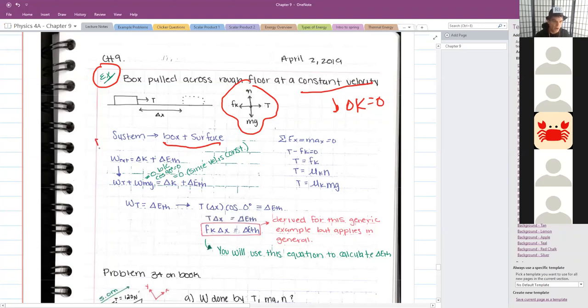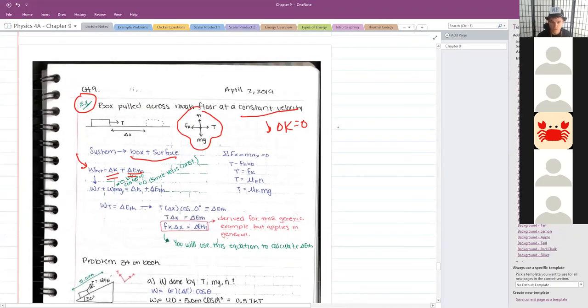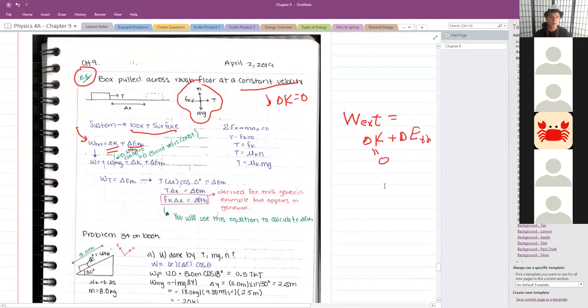My work done by all forces is going to change the kinetic energy and the thermal energy, but in this particular case, I'm assuming I'm dragging the box at a constant velocity, which means the kinetic energy is not changing. So what I have is the work done by all external forces equals the change in kinetic energy plus the change in thermal energy. The change in kinetic energy is zero because we're assuming the box is moving at a constant velocity. So the work done by external forces, I have four forces that are possibly going to be doing work.